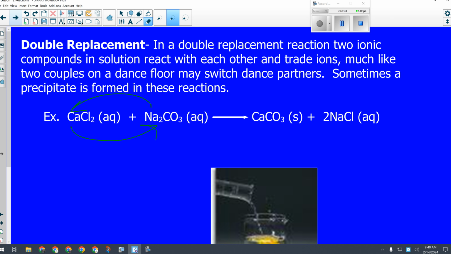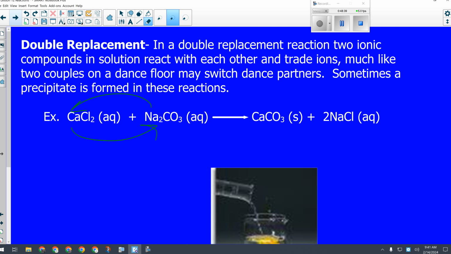So in this one, is this reaction balanced? How many calcium here? Just 1, right? There's no number in front of this. That 2 only applies to the chlorine. So there's 1 calcium. How many calcium here? Still 1. How many carbonates here? 1. How many carbonates here? 1. 2 sodiums. Are there 2 sodiums over here? 2 chlorine, 2 chlorine. We're good. That reaction's balanced.